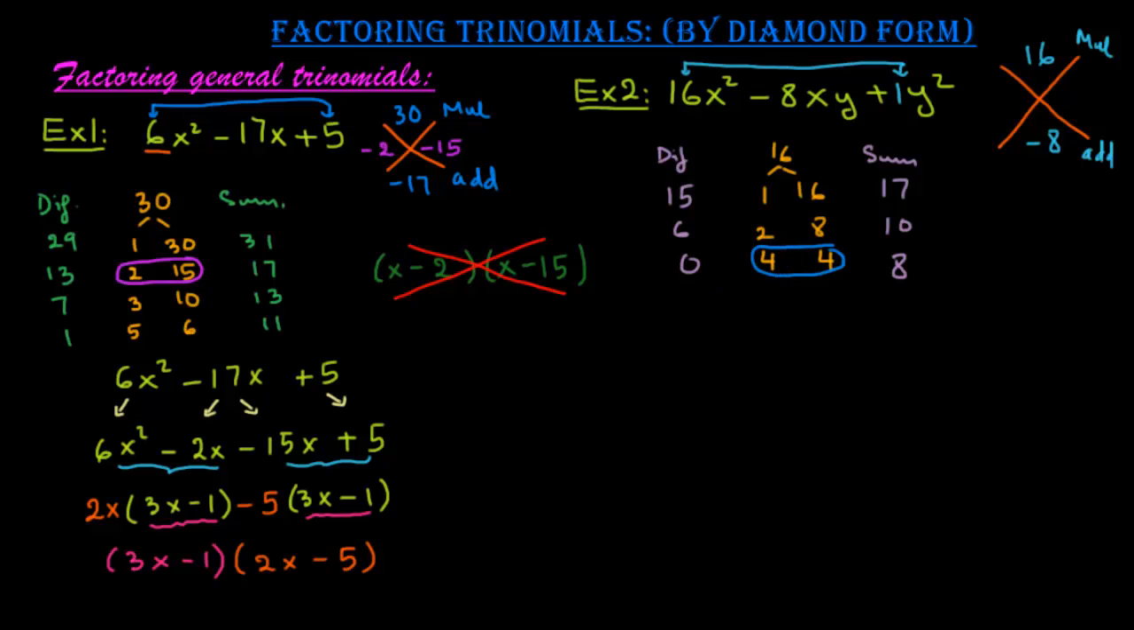So that will be the pair I fill in the diamond form. So 4 and 4. Our first step, again, bring down the problem: 16x squared minus 8xy plus y squared. Then we bring down the first and last term, and break down the middle term into the two numbers we just found.